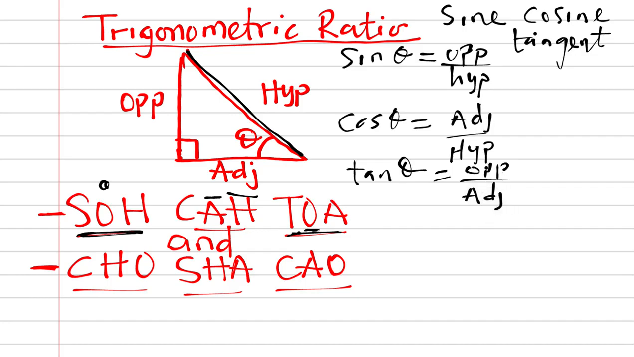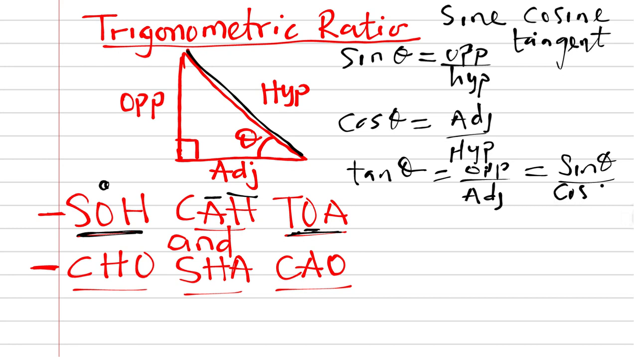Now another thing you must know about tan is that tan is the same thing as sine theta over cos theta. Sine theta all over cos theta is still the same thing as tan. Why is it the same? If you ask me why it is the same, I will tell you.